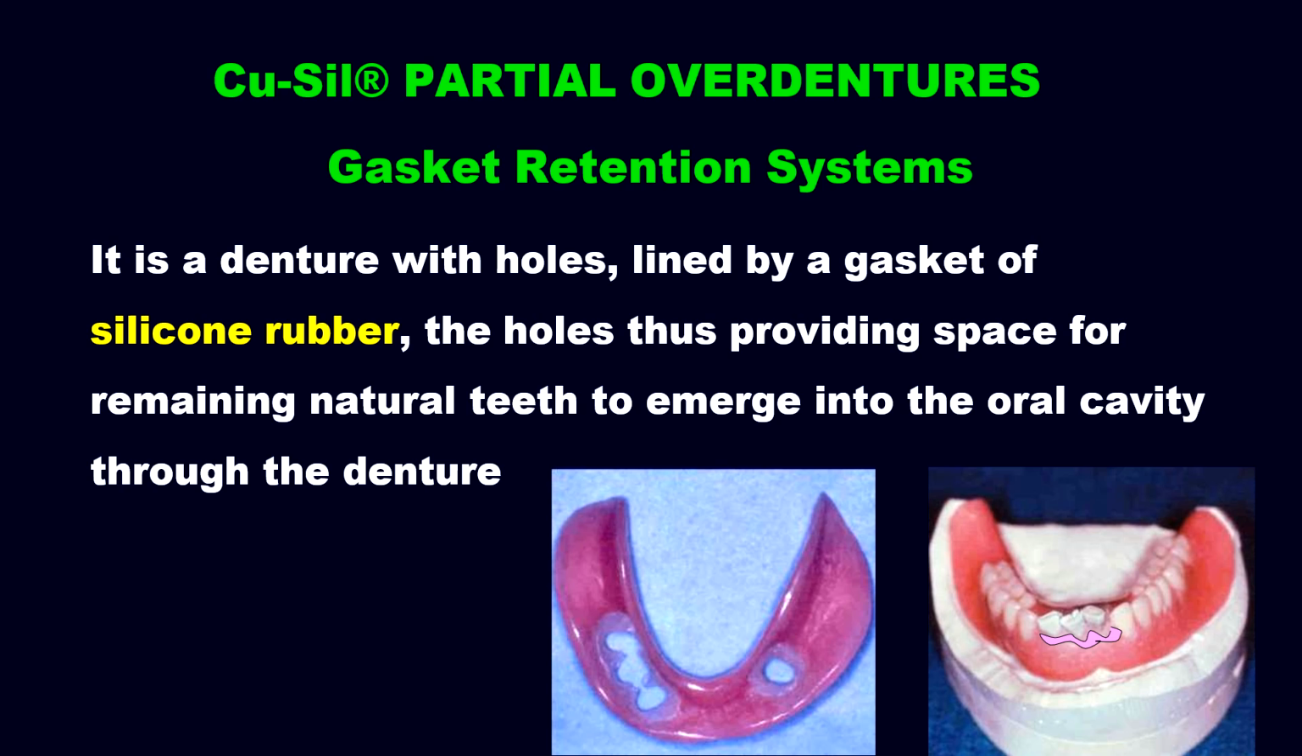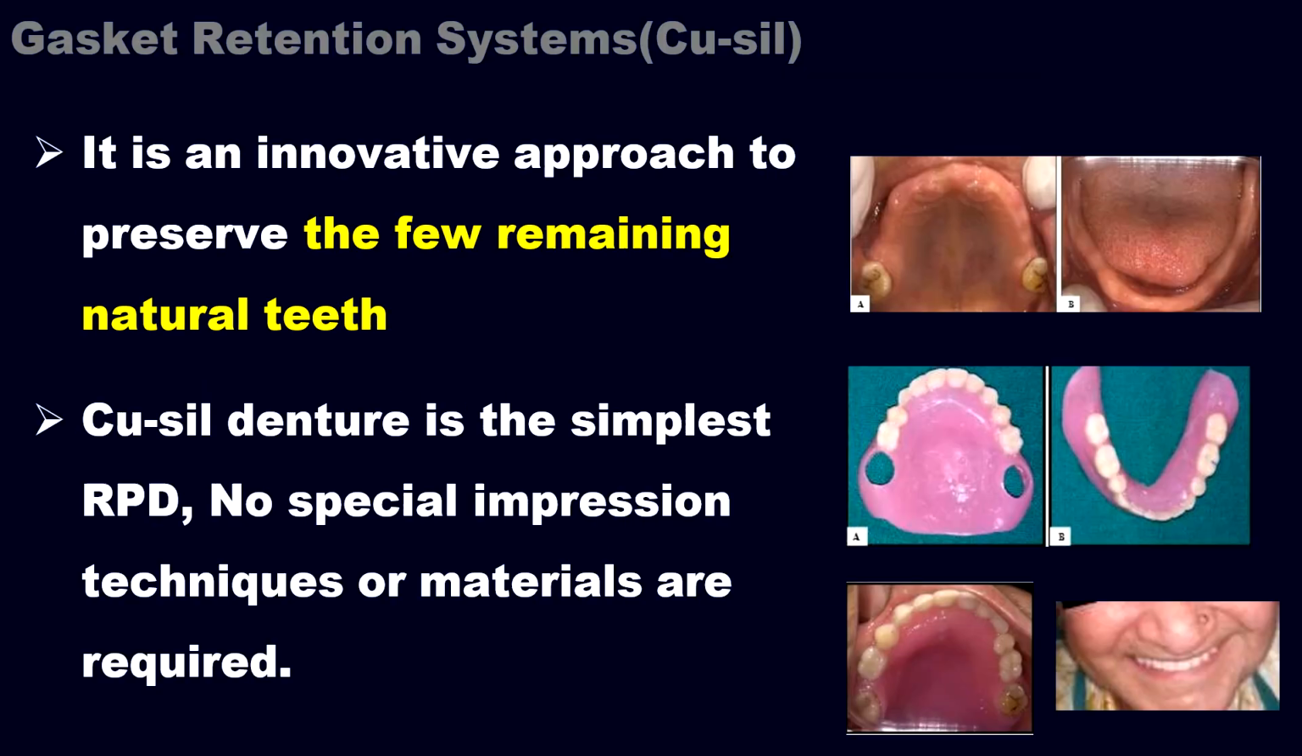What are the types of partial overdenture? The first is the hole denture. It's a denture with a hole, as you can see in the image, lined by a gasket of silicone fiber. The holes thus provide space for the remaining natural teeth to emerge into the oral cavity through them. It is an innovative approach to preserve the few remaining natural teeth. This denture is simple and requires no special impression techniques.